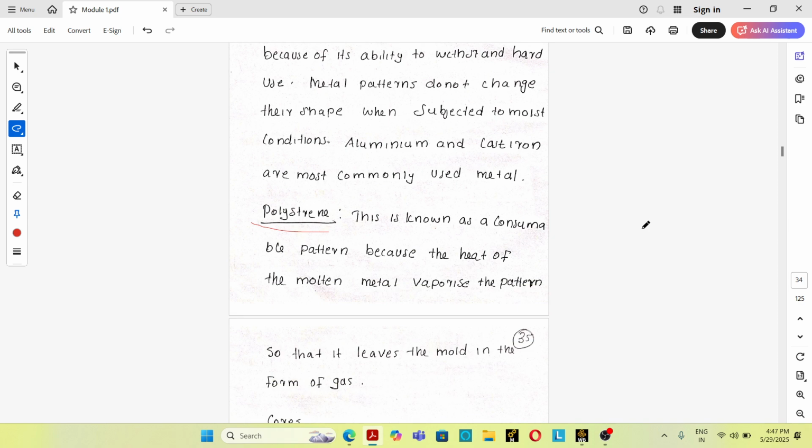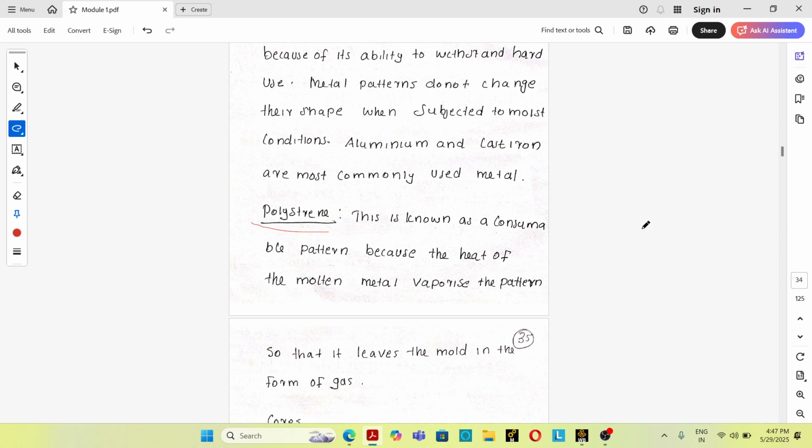Polystyrene patterns are used in the polystyrene casting process, not the investment casting process. In the investment casting process we use a wax pattern. Wax is also a material used for making patterns in the case of investment casting.